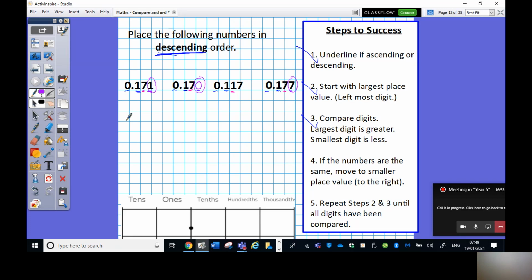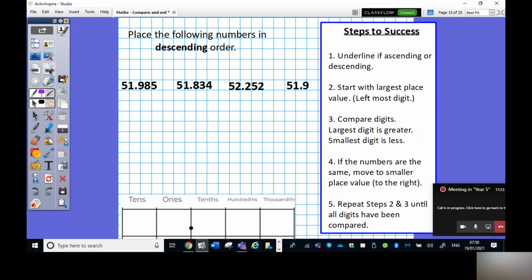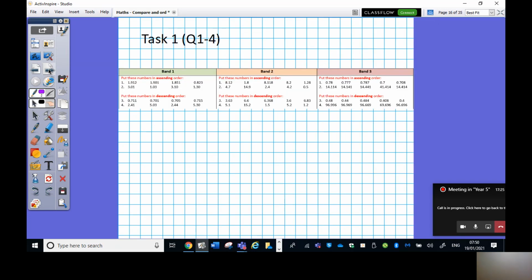Good, it's this one. So 0.177, which is the one at the end, and then the next greatest. Good, 0.171, and then the next one, 0.17, and then the next one, we've run out of room, I'm going on to the next line, 0.117. Excellent. Okay, we've done an ascending one. I think you can rewind, and that one too.